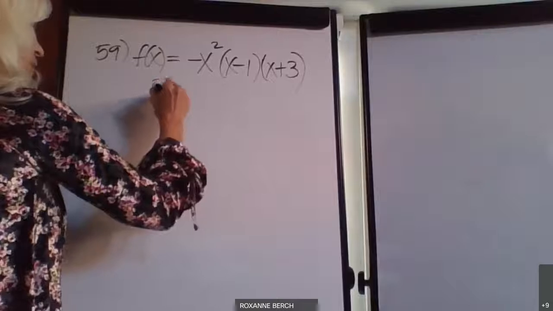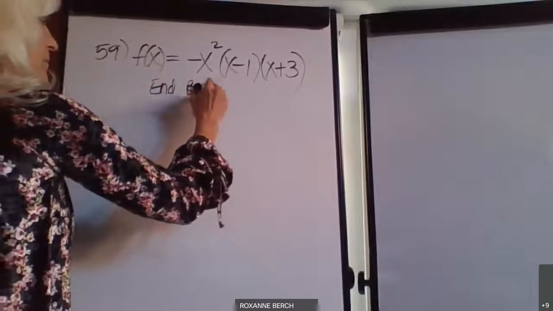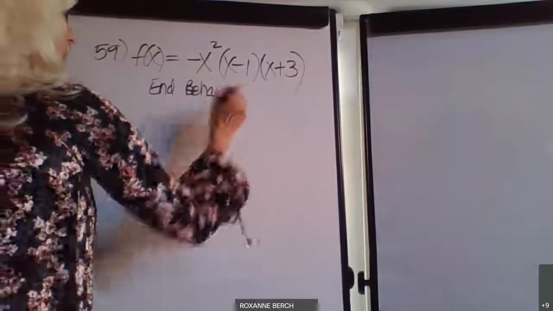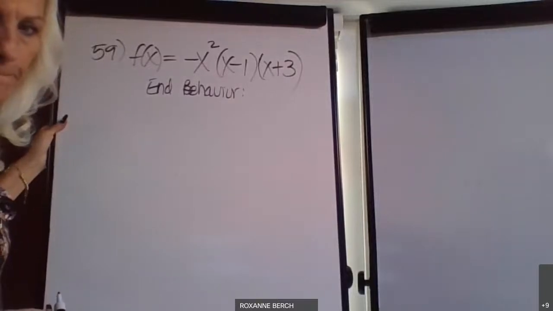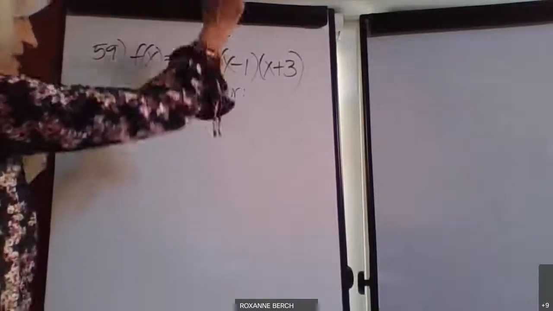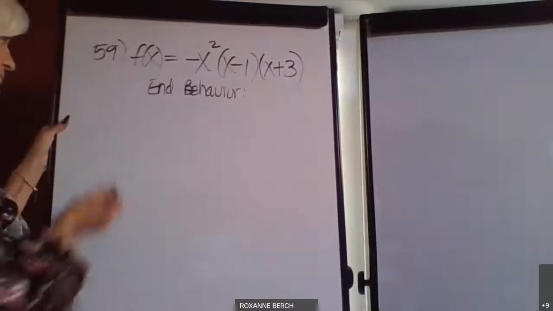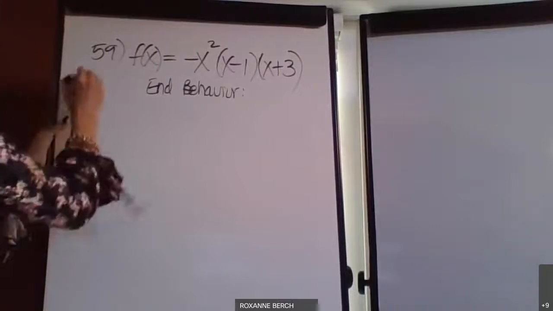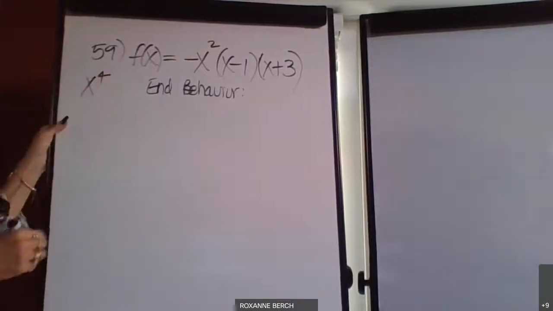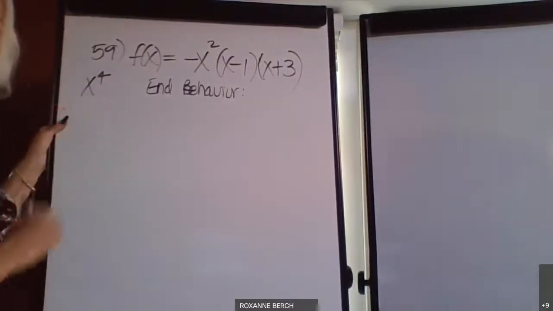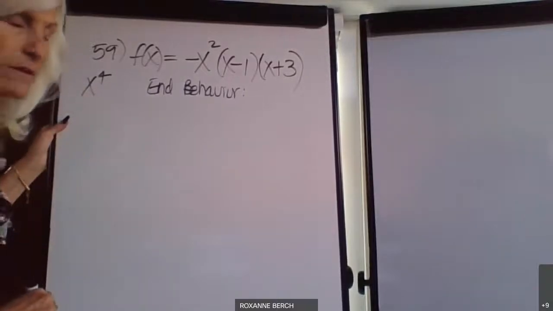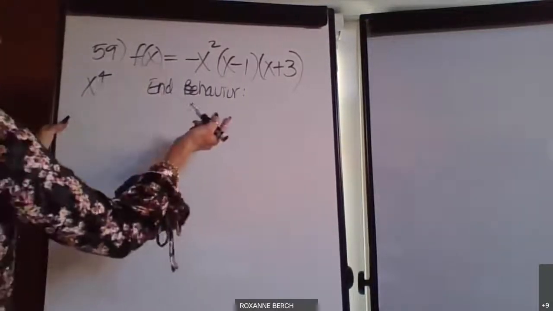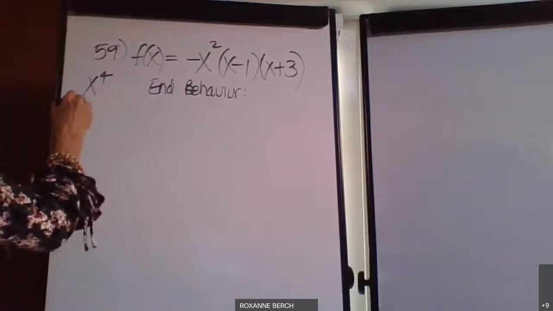So the end behavior, what degree do you think this is? What's x times that times that? What do you think it is? 4. You're right. So that means we have 4 solutions. It means we have at most 3 turning points. And the end behavior, this means it goes up on both sides, right?